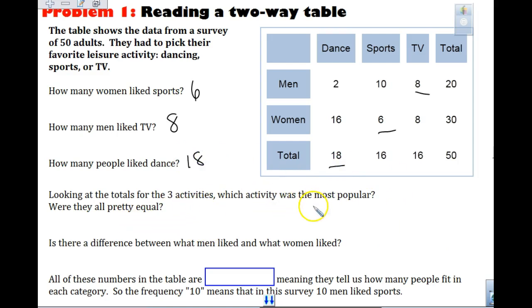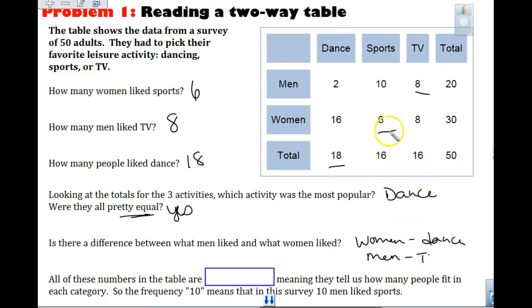So looking at the total of the 3 activities, which activity is the most popular? Dance. Are they all pretty equal? Yeah, probably pretty equal, right? We would say yes, they are pretty equal as we are looking at. And it says, is there a difference between what men liked and women liked? Yes. So women was dance, right? Definitely. And men, if we were looking at what they preferred, sports and TV, pretty equal, right? TV, sports, if we are looking at men.